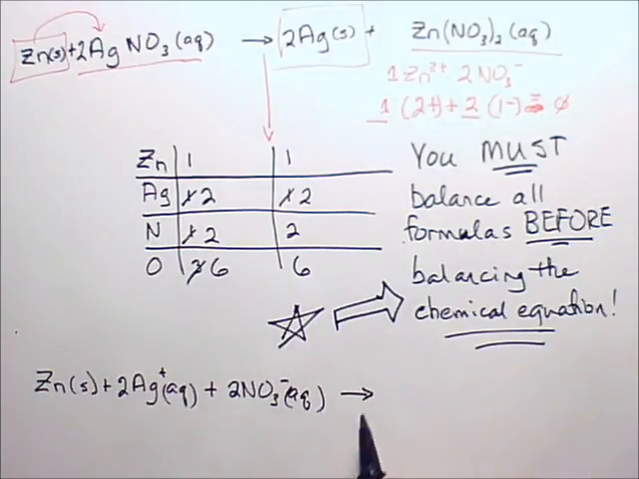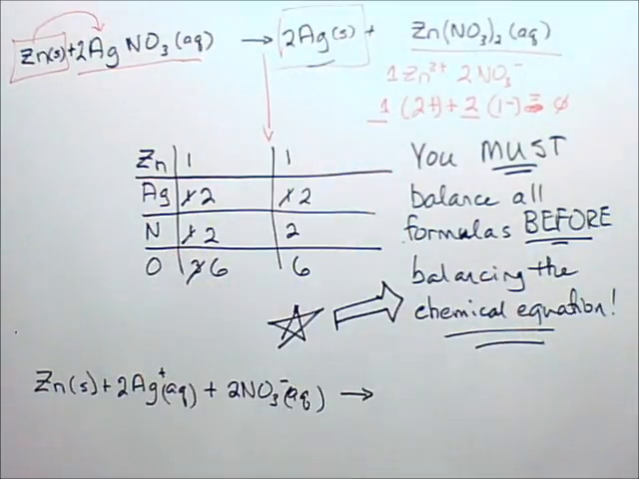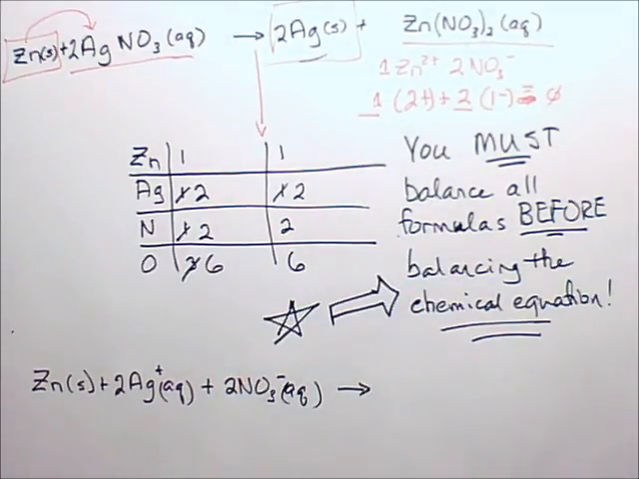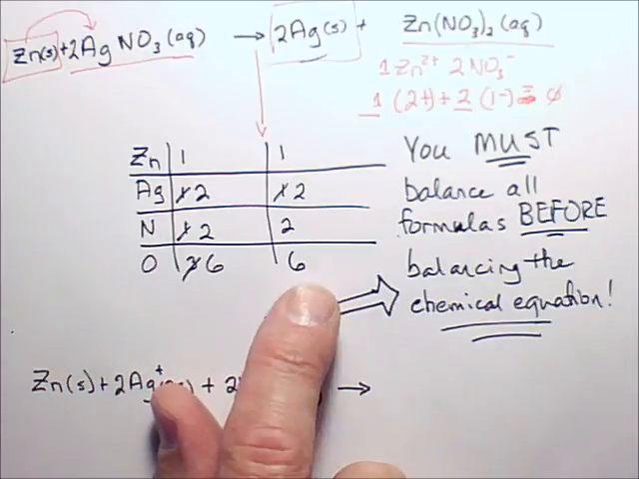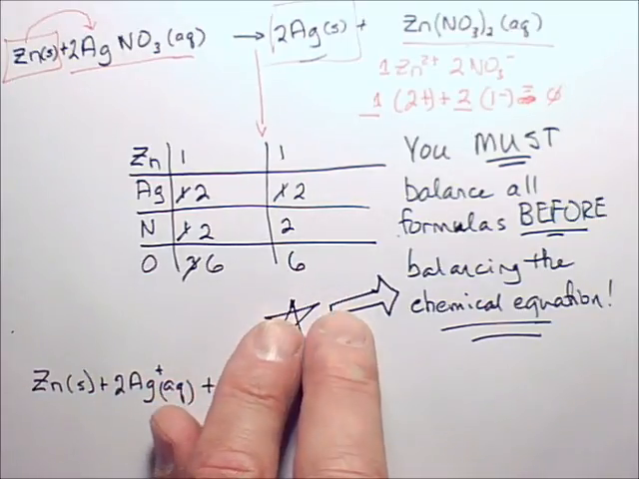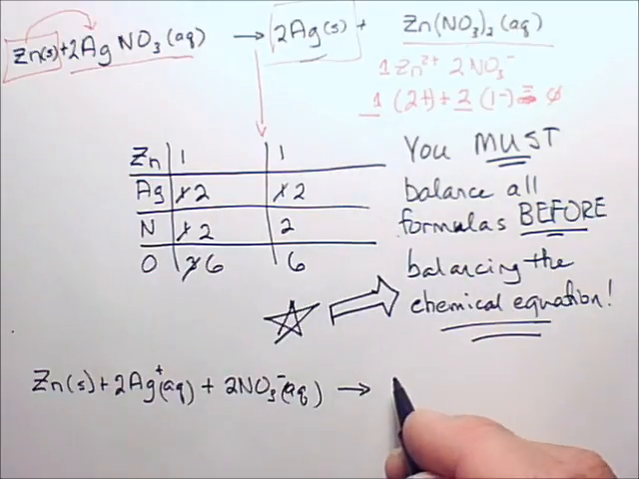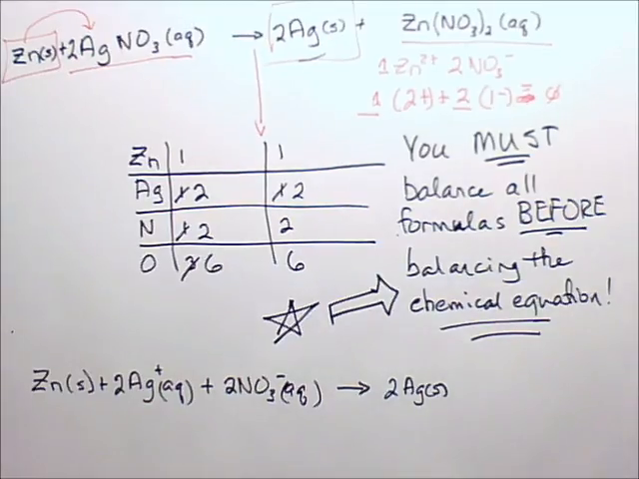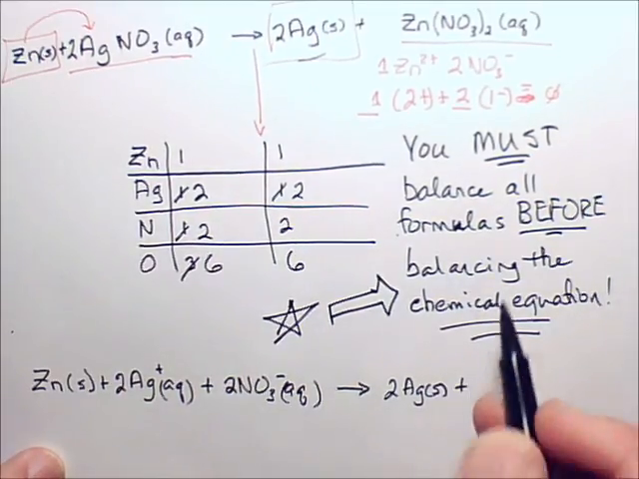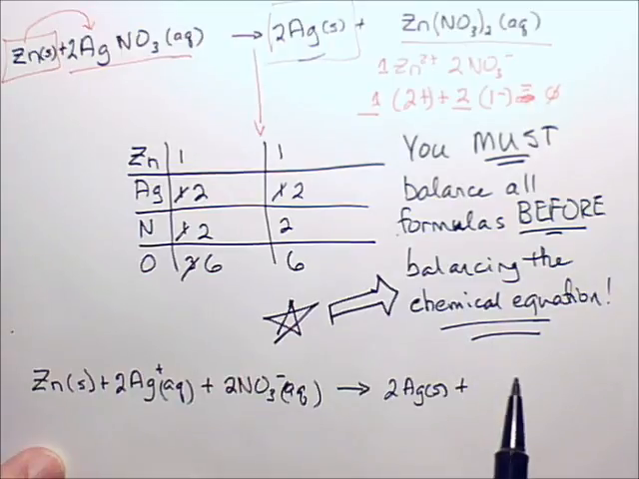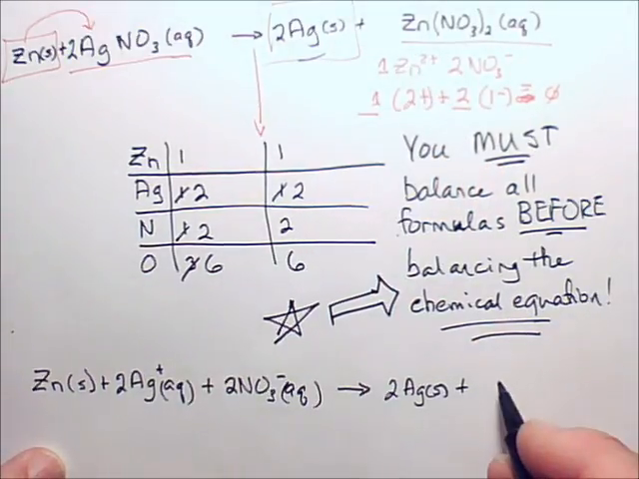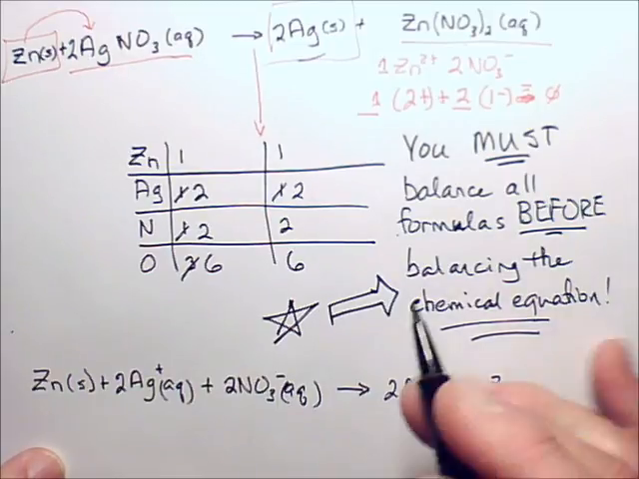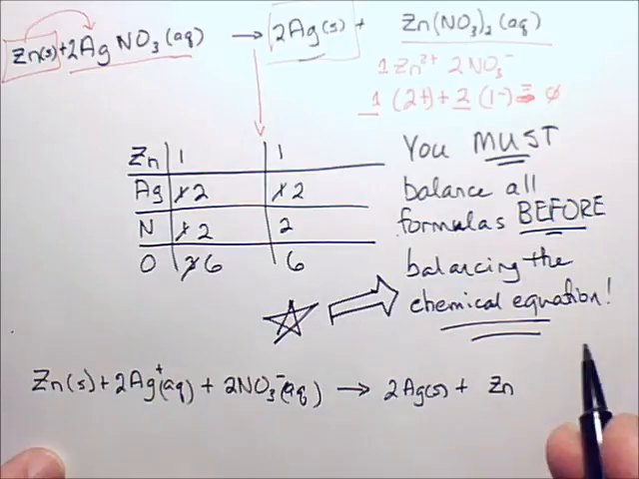Now I need to write everything on the other side. The silver we don't break up because it's a solid. In order to break it up, it's got to be aqueous, and it's either got to be an ionic compound or an acid. This doesn't fit those categories. So we've got 2 silvers we're going to leave just like it's written up there. Then we have to break this one up because it does fit one of those categories. It's an ionic compound and it's aqueous. So we need zinc. What charge do we put on the zinc? 2 plus. Where do you find that?